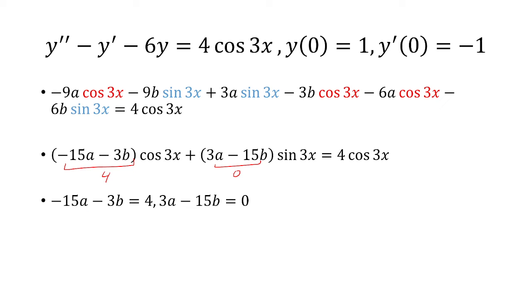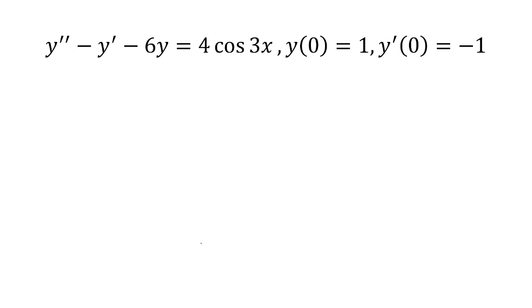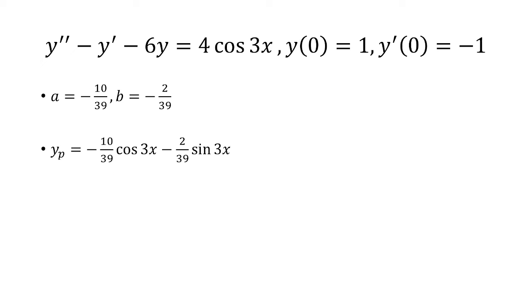So now we have a system of two equations, two unknowns. When you solve the system, you get a is equal to negative 10 over 39, and b is equal to negative 2 over 39. So now my particular solution is negative 10 over 39 times cosine 3x minus 2 over 39 times sine of 3x.